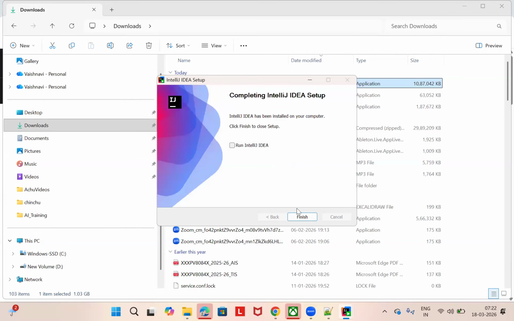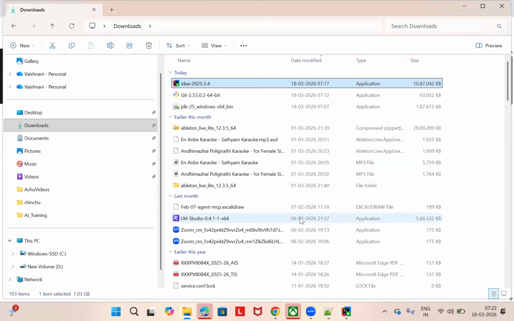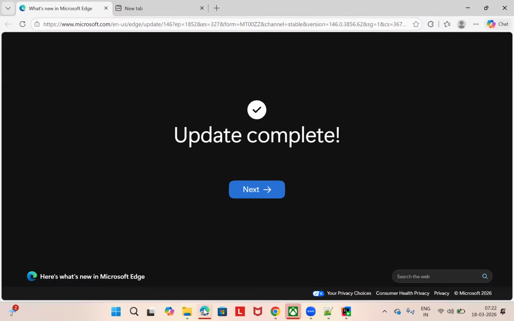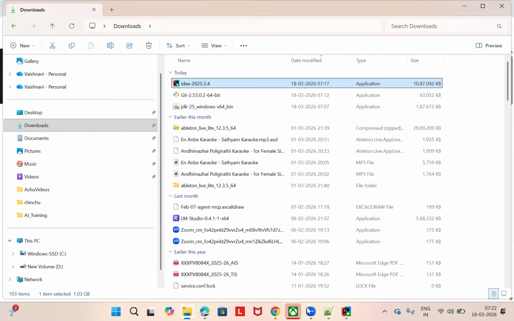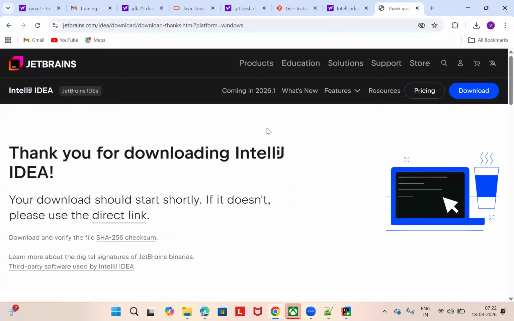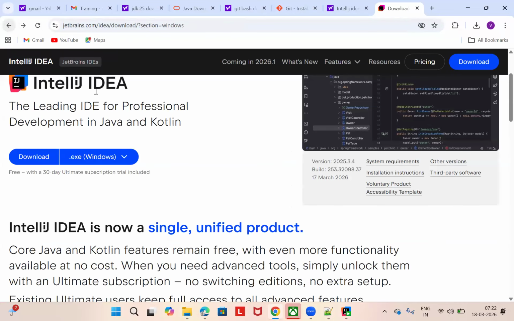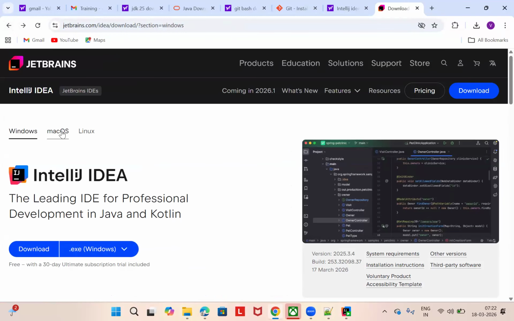Okay, click on finish. Now all the three softwares are installed. So if you're a Linux user, can you go to the browser once? There are the tools here. If you're a Linux user, you need to change your path. If you're a Mac user or Linux user, you can change it here automatically. Okay.